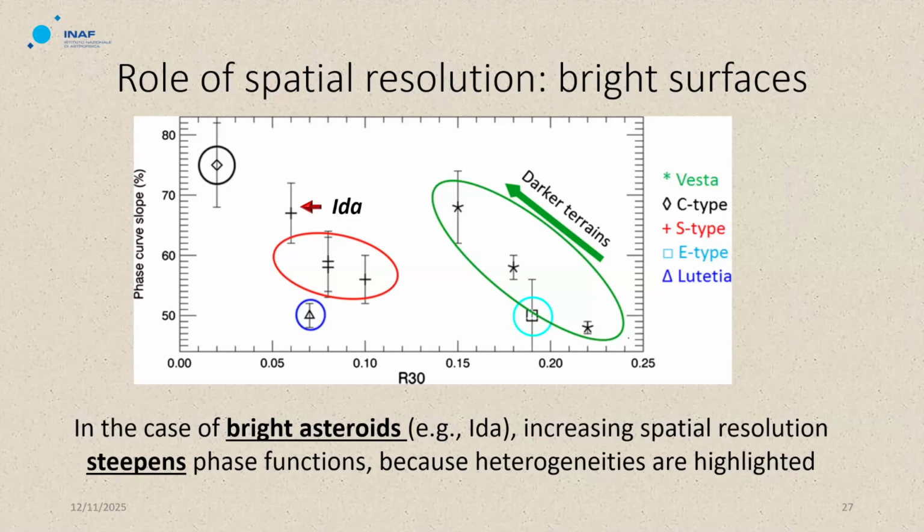So when spatial resolution is worse, we have a sort of average, and for this reason the phase function tends to be more homogeneous. But when we increase spatial resolution, all the heterogeneities are highlighted, and this results in a steeper phase function.